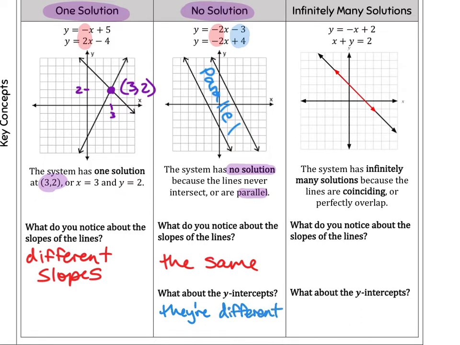So equations that have the same slope but a different y-intercept are parallel to each other, so they have no solution. Now we have one more option for this. It's called infinitely many solutions.